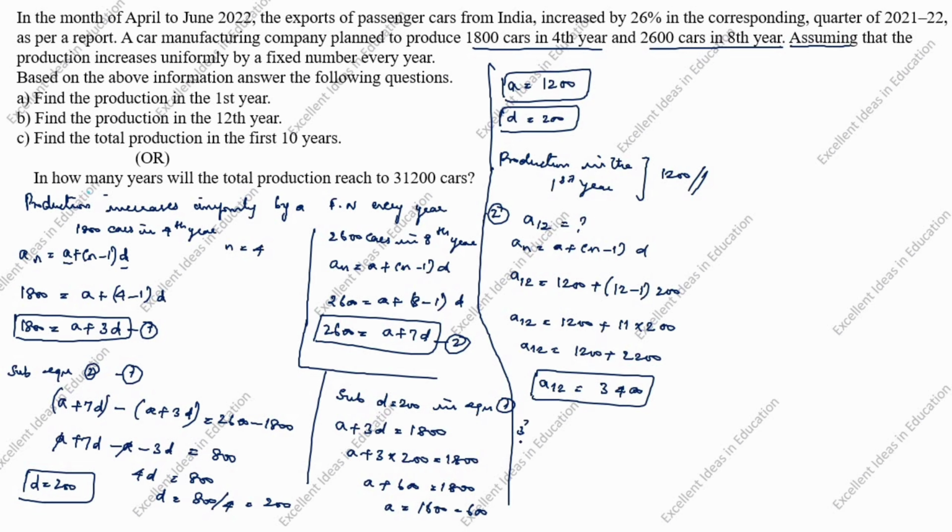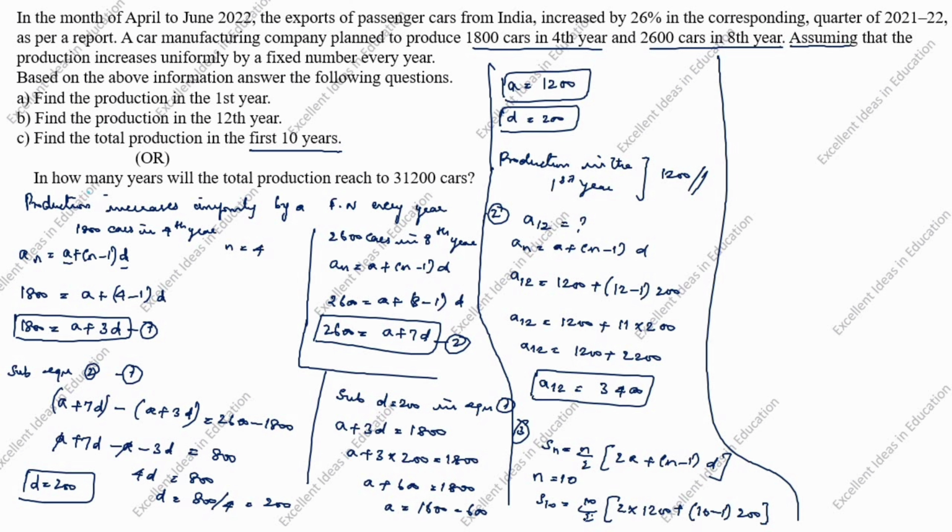Next is the third one. Find the total production in the first 10 years. Total production means we will take the sum of the first n terms formula. What is the sum of the first n terms formula? S_n is equal to n by 2, open the bracket, 2a plus (n minus 1) into d. In this question, it is given the first 10 years, so n is 10. Next, S_10 is equal to 10 by 2, open the bracket, 2 into the a value, we know 1200, plus open the bracket, n is 10 minus 1, into the d value 200.